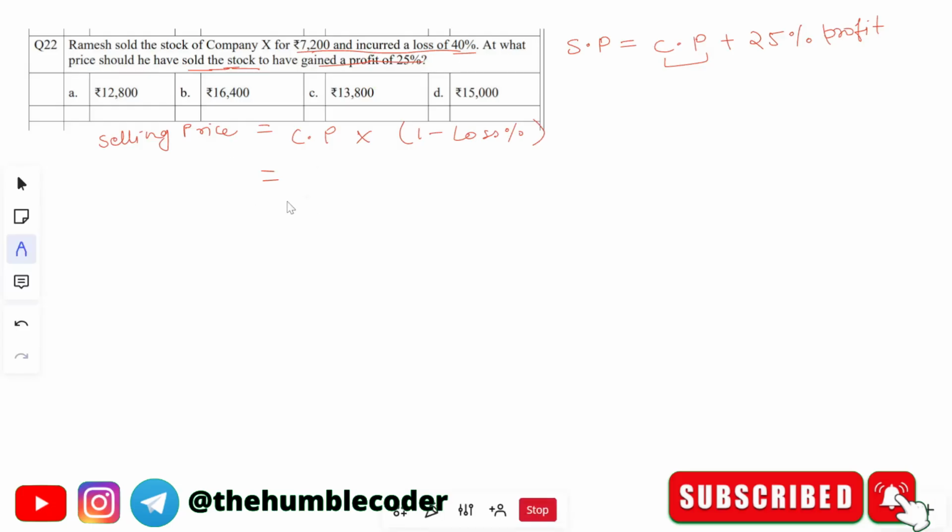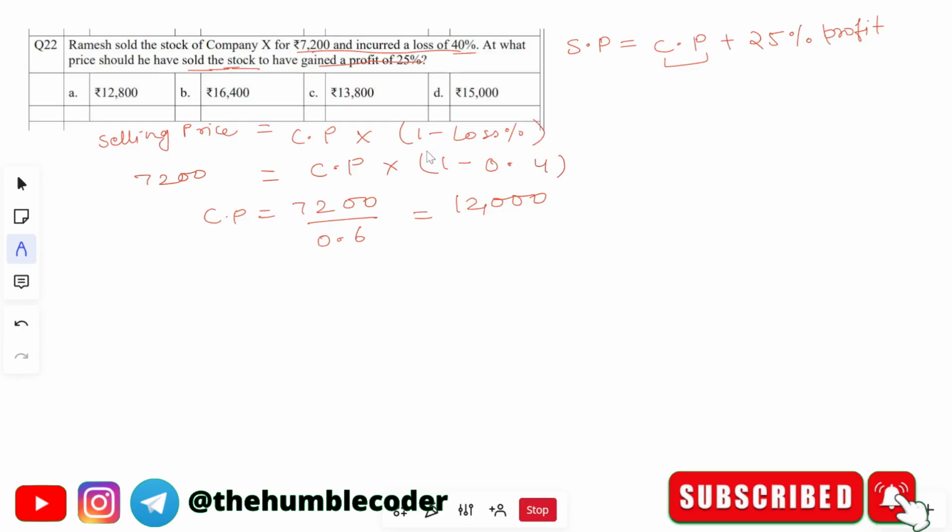So let's try to solve it. Let's substitute the values here now. So selling price is how much? 7,200, and then cost price we need to find out, and then 1 minus loss percentage. So 1 minus loss percent is how much? 40%. So 40% we can write as 0.4, right? So now we will solve these values. So cost price is equal to 7,200 divided by 1 minus 0.4, which is 0.6, okay? So we will get 12,000. When you solve it, we get 12,000. So we have found the value of cost price.